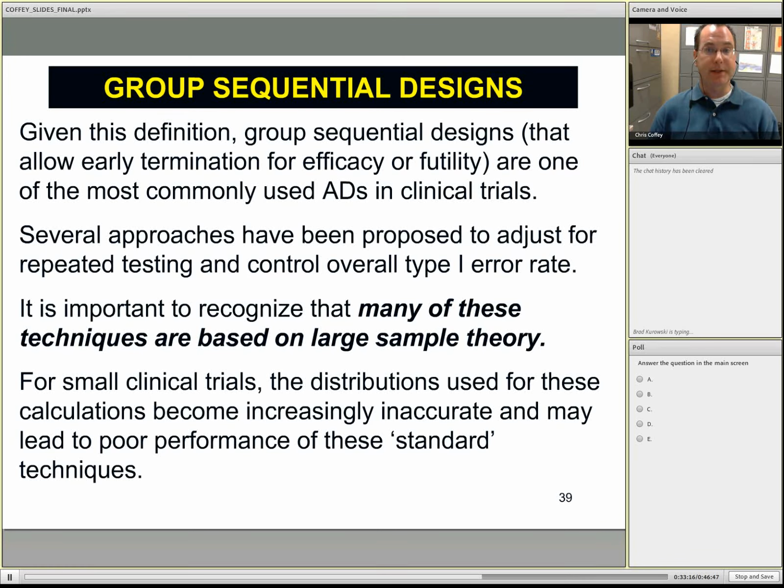If your sample size is small, these methods may not guarantee control of the type 1 error. So if you're in a very small study, maybe 100 subjects, and you're doing an interim analysis after 25 or 30 subjects have been done, and you use O'Brien-Fleming, which is what you've been taught to use in clinical trials, you may not control the type 1 error because it's a large sample property that you have.